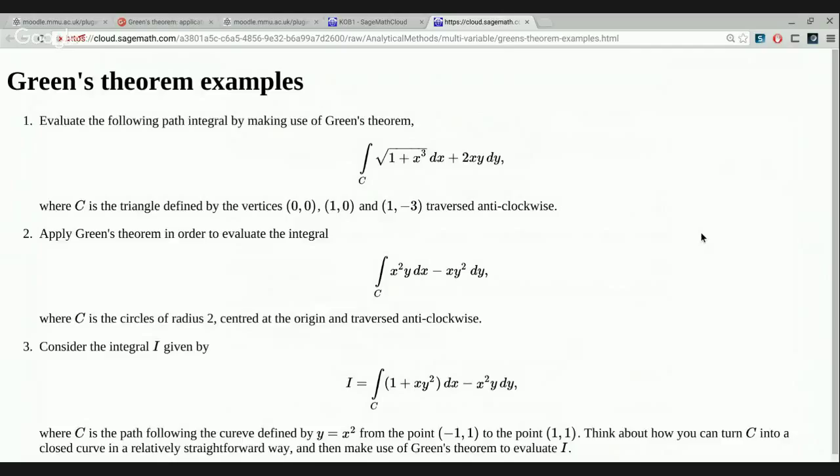Okay, it's not exactly a standard integral, integrating the square root of 1 plus x cubed. So the square root of 1 plus x cubed is your function P, and the 2xy is your function Q. So Green's theorem says, let's call this integral I, that I is equal to the double integral over the region R, which is this triangular region, double integral over R of, I can't for the life of me remember the order it goes, dQ/dx minus dP/dy.